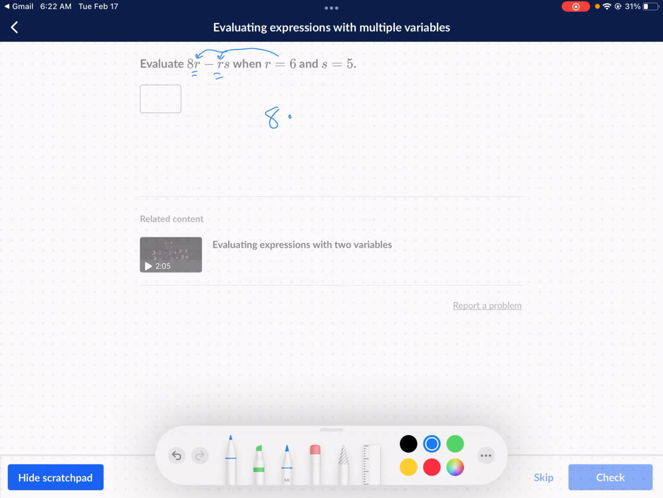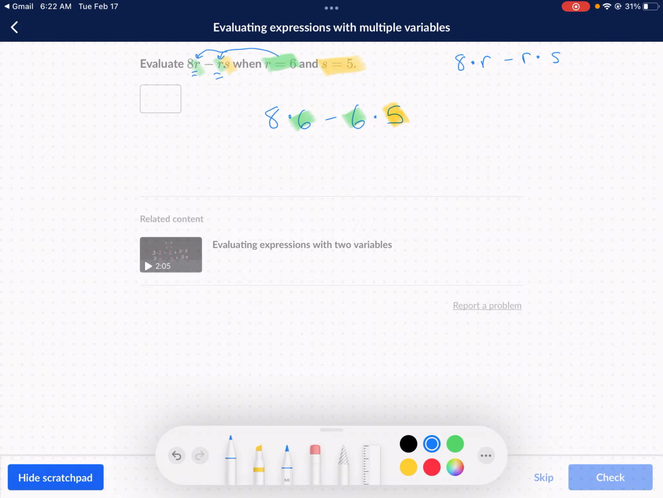So 8 times 6 minus 6 times, and then I should change the color here, but let me just make it 5, and I'll make the colors here. So we got green for R. So you see that I put a couple different R's there, and then I got yellow for 5. Okay, and the letters next to each other, so RS means R times S. Okay, so we can have that little dot there, 8 times R minus R times S.